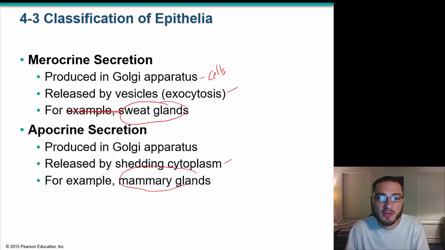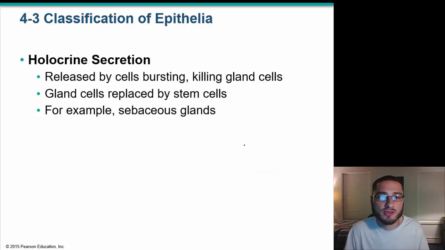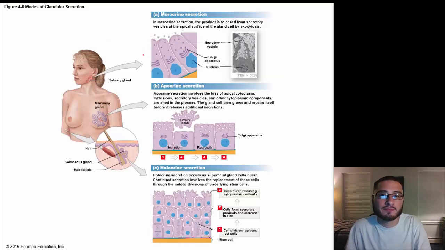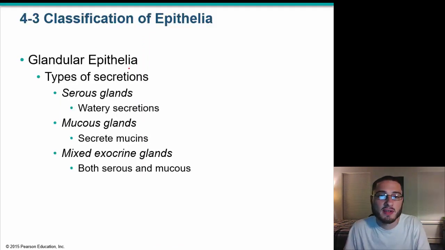Right, big example for this: mammary glands, right? Mammary glands are apocrine glands or apocrine secretions. And then you have holocrine secretions released by cells bursting, killing gland cells. This is where we talk about sebaceous glands, all right? The oils in our skin, those are holocrine secretions, right? The oils. All right, and these are the diagrams that are showing the merocrine secretions, the apocrine secretions, the holocrine secretions.